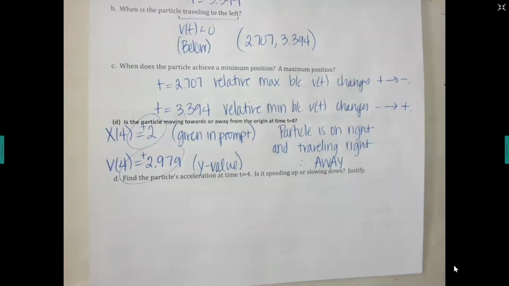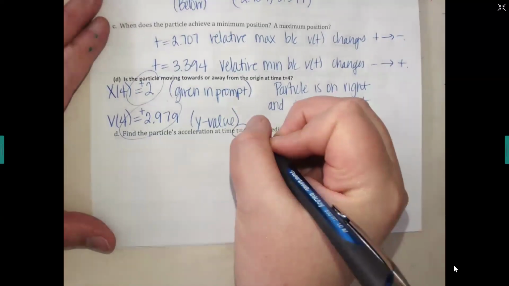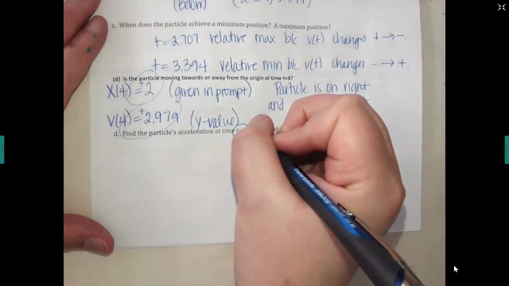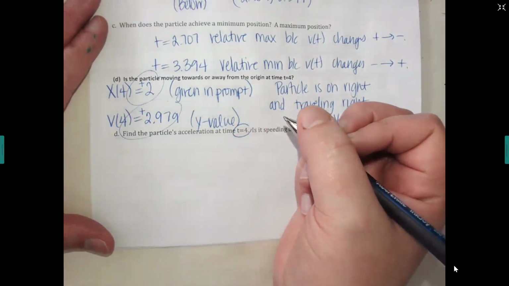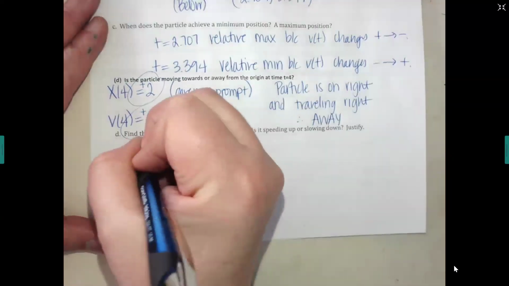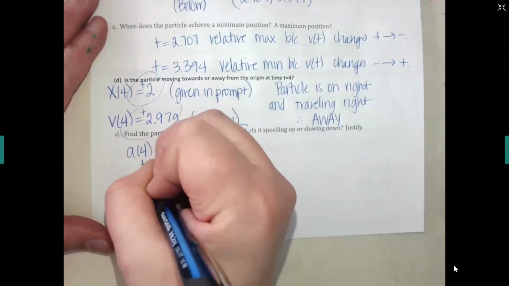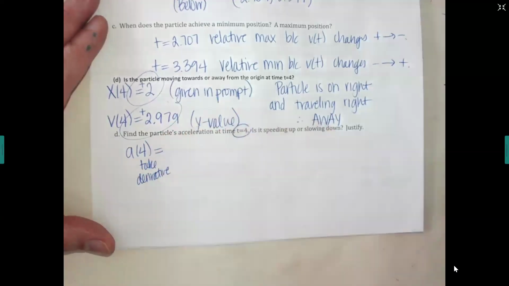All right, next question, part D. Says the particle's acceleration at time 4, is that an instantaneous rate of change or an average rate of change? Time 4 means this is an instantaneous rate of change, which means you want to take the what? Starts with the D. Derivative. You're not going to take it by hand, though, if it's a calculator question. So go back to your calculator. A of 4 means that I want to take the derivative using the calculator. So let me show you how to do that.